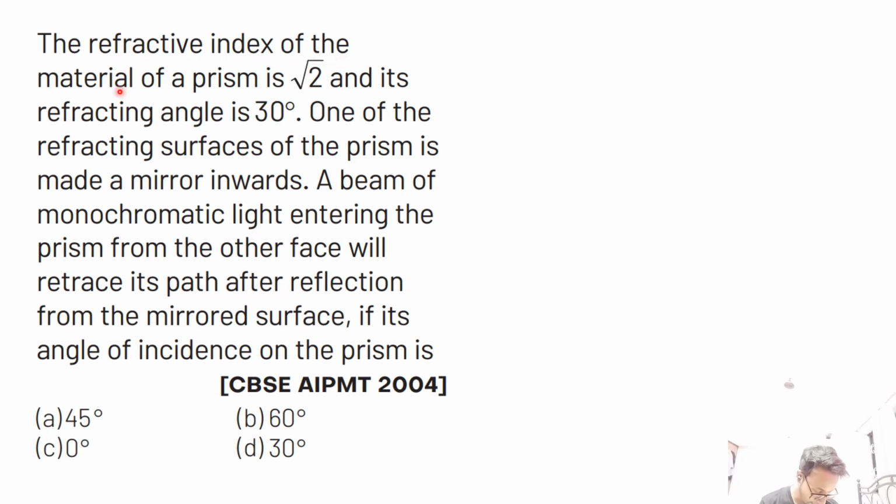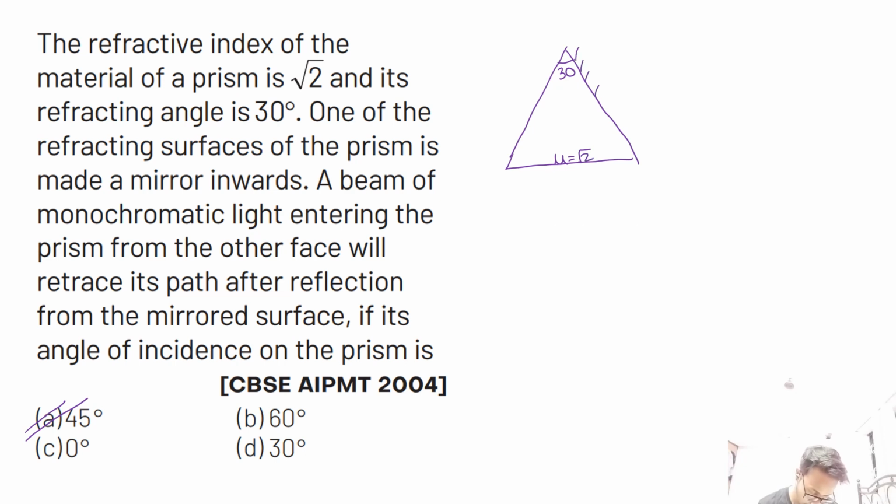The refractive index of the material of the prism is √2 and its refracting angle is 30. One of the refracting surfaces of the prism is made mirrored. A monochromatic ray of light entering the prism from one face will retrace its path after reflection from the mirror surface. If the angle of prism is... I just solved it a little bit earlier. The answer is nothing but A. I'm solving this fast because I solved it sometime before. The angle is 30, mu is equal to √2.